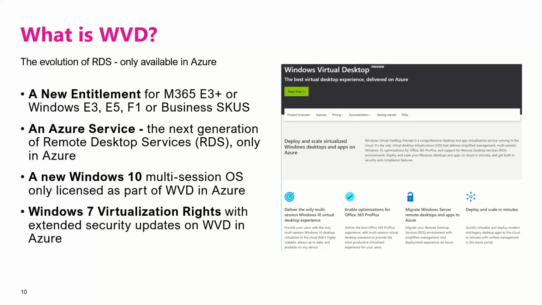The only caveat to Windows Virtual Desktop is that it's only available in Microsoft Azure. Also, it's not a standalone product that you can just purchase. It's an entitlement with these typical Microsoft SKUs. Chances are most of you have one of these license agreements with Microsoft, either M365 E3 Plus, Windows E3, E5, F1. So you're probably entitled to Windows Virtual Desktop today, but if you're not, that's how you get the entitlement for that.